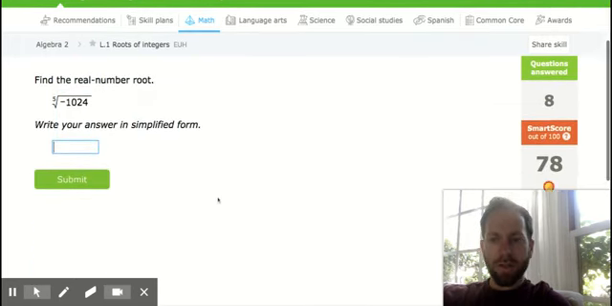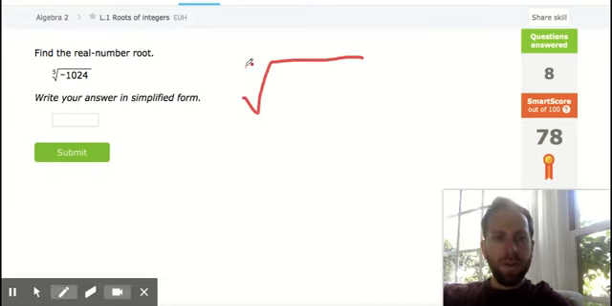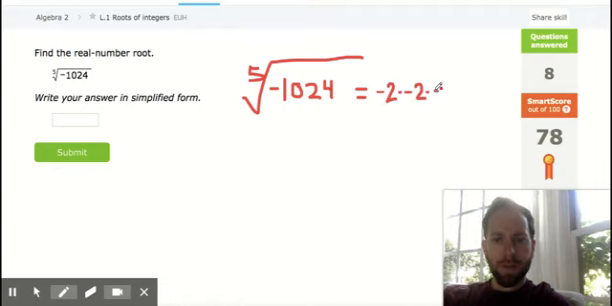All right, let's try this one. Here you have the 5th root of a negative number. And remember what we said about negative radicands, the number underneath the radical, when you have an odd index. So what number times itself 5 times is going to be negative 1,024? Well, let's try negative 2. Negative 2 times itself 5 times. Let's see what we get.